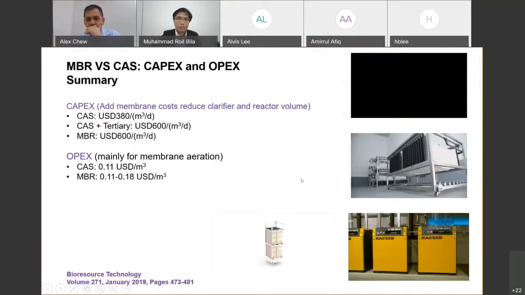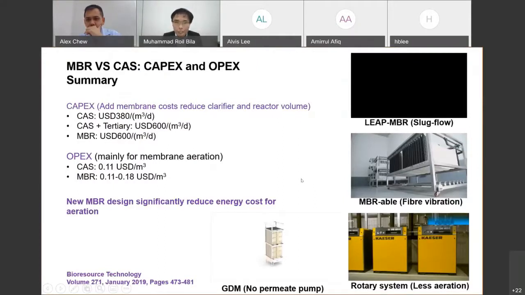So recently developed MBR is highly energy efficient, and I think by now, if you use the most advanced membrane, the MBR OPEX will be about the same as the operational expenditure for the activated sludge process.